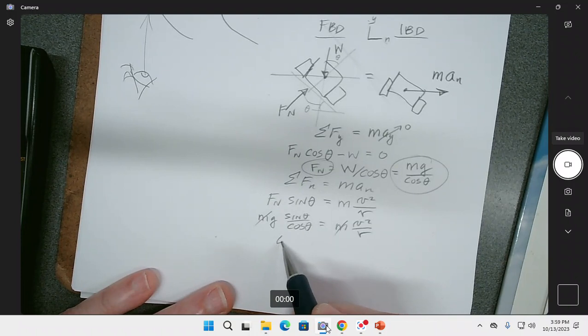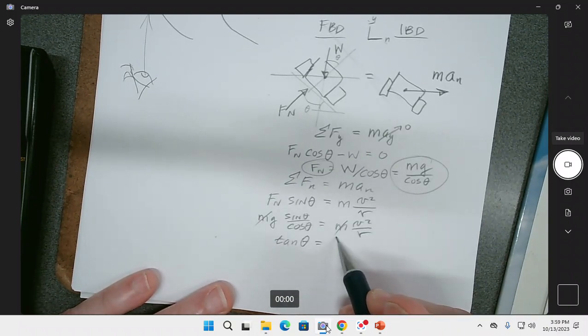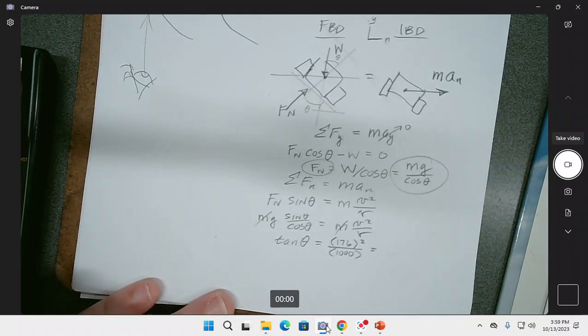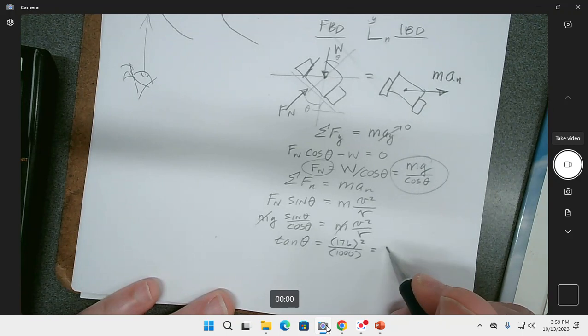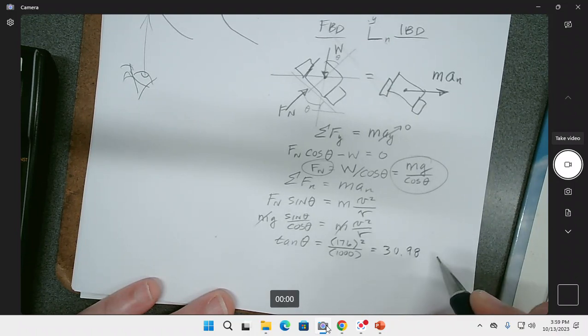And so this turns into the tangent of theta is equal to 176 squared divided by 1,000. And so it ends up being, oh, I'm not liking this, so that's okay, 30.98. So you take the inverse tangent of that.